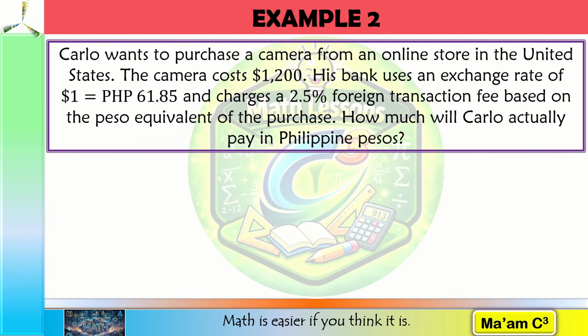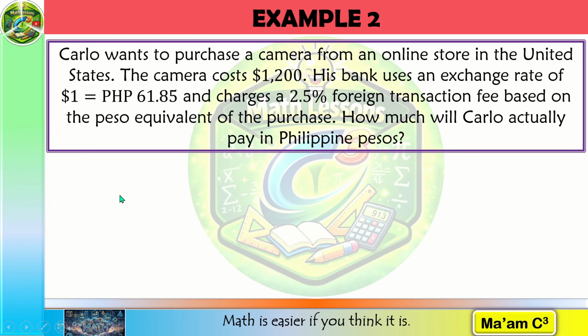Now, for e-commerce. Carla wants to purchase a camera from an online store in the United States. The camera costs 1,200 US dollars. Her bank uses an exchange rate of 1 US dollar is equal to 61.85 Philippine pesos and charges a 2.5% foreign transaction fee based on the peso equivalent of the purchase. How much will Carla actually pay in Philippine pesos?